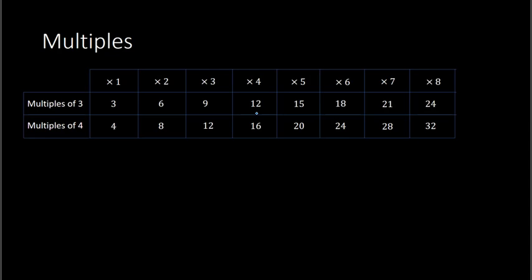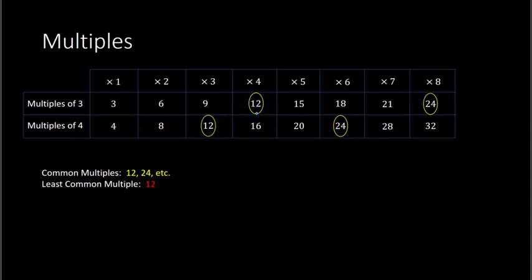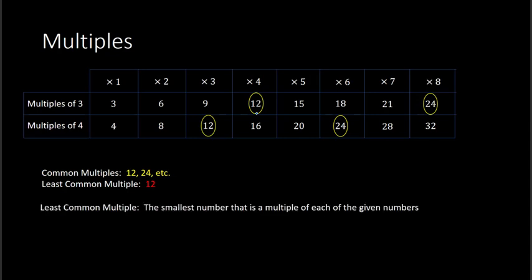Alright, so then we can determine common multiples. We see they both have 12 in common, they both have 24 in common, and that would continue on for infinity. Alright, so those are all common multiples. Now, least common multiple is the smallest multiple they have in common. So the smallest one they have in common would be 12. So the definition of least common multiple is the smallest number that is a multiple of each of the given numbers.